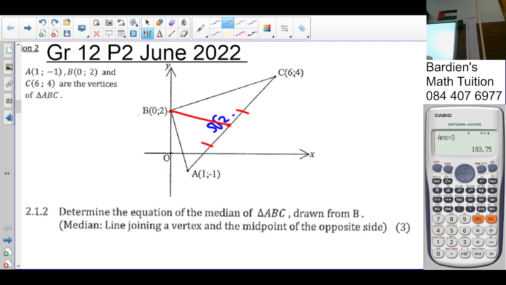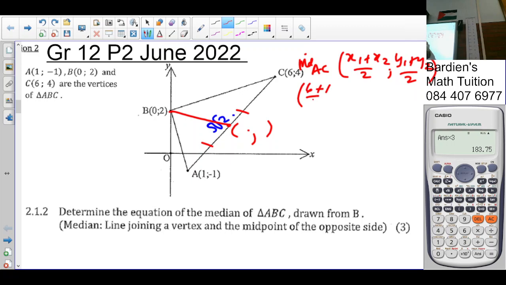So in pursuit of calculating that, I need the midpoint. So how do we calculate the midpoint? It's going to be the midpoint of AC, which is x1 plus x2 over 2, y1 plus y2 over 2. Okay? So that would simply give us 6 plus 1 over 2 and 4 minus 1 over 2. So it's going to be 7 over 2 and 3 over 2.